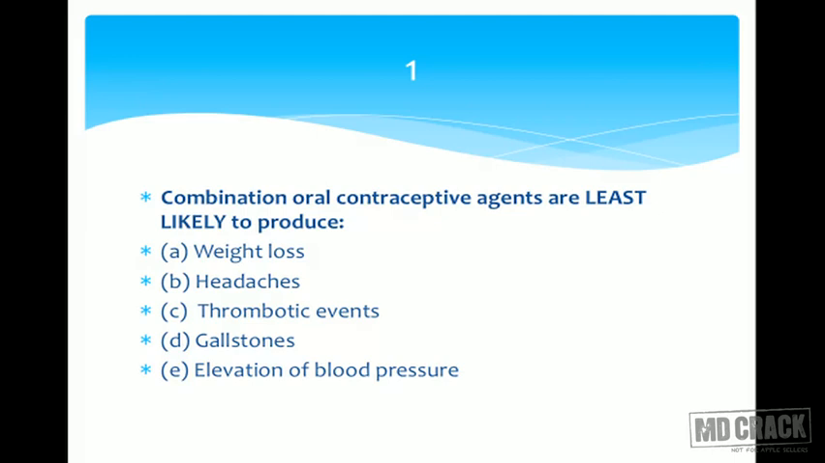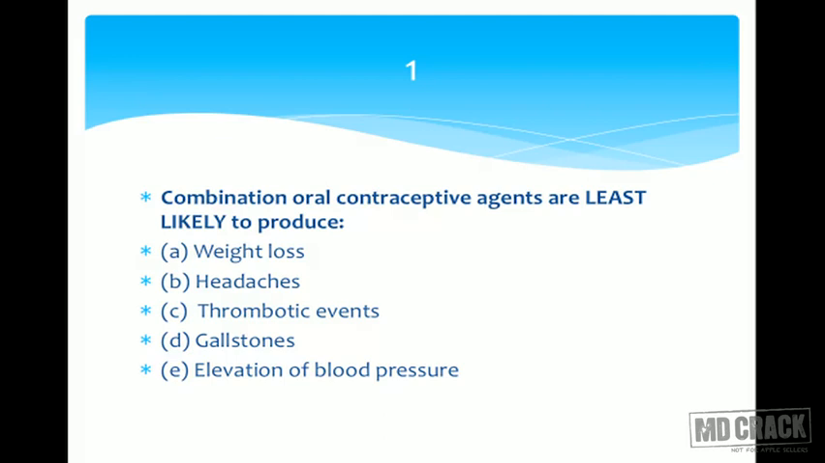When you use the word combination, it means it's going to contain an estrogen and a progesterone. And you know, oral contraceptive agents produce a number of adverse effects. Let's start from down. Elevation of blood pressure. Yes, there's sodium retention, edema. This is a progesterogenic effect. Then the next one, that's D, is gallstones. It's a common adverse effect of estrogens.